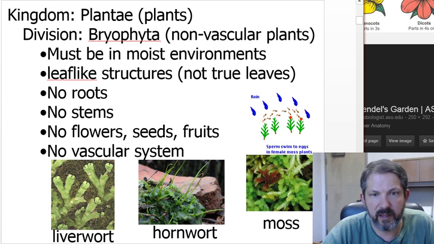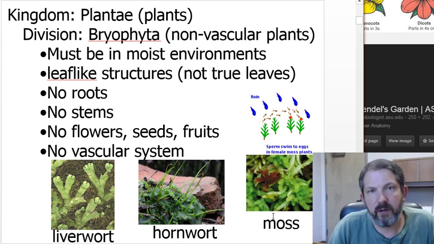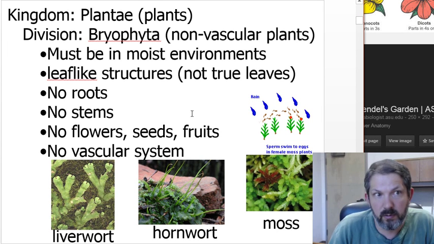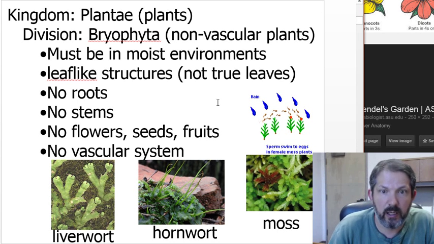I forgot to mention, this is one interesting thing about the transition to land. When you're in water, sperm can swim. And you think, well, sperm swim anyways. Well, yes, they do for animals. Sperm can swim, but they have to swim in a moist environment. So either external fertilization, like a fish, the sperm are just put into the water and they go find an egg, hopefully.